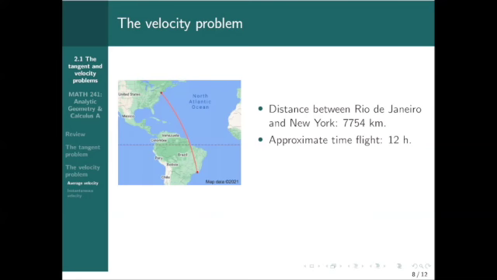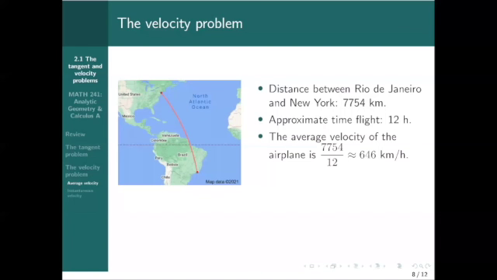So we can find this information on the internet that the distance between Rio and New York is approximately 7,754 kilometers. And then a straight flight from Rio to New York lasts about 12 hours. So you know that the velocity is measured in kilometers per hour, so it just makes sense that the average velocity is going to be the ratio between the distance and the time. So the average velocity of the airplane is going to be approximately 646 kilometers per hour.